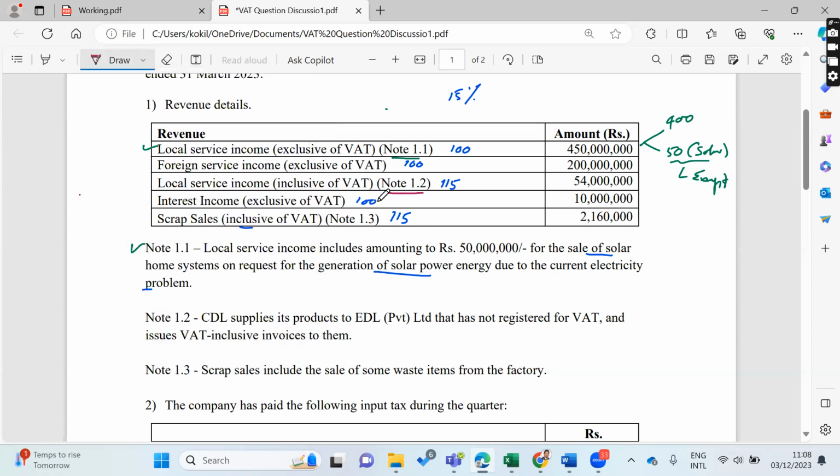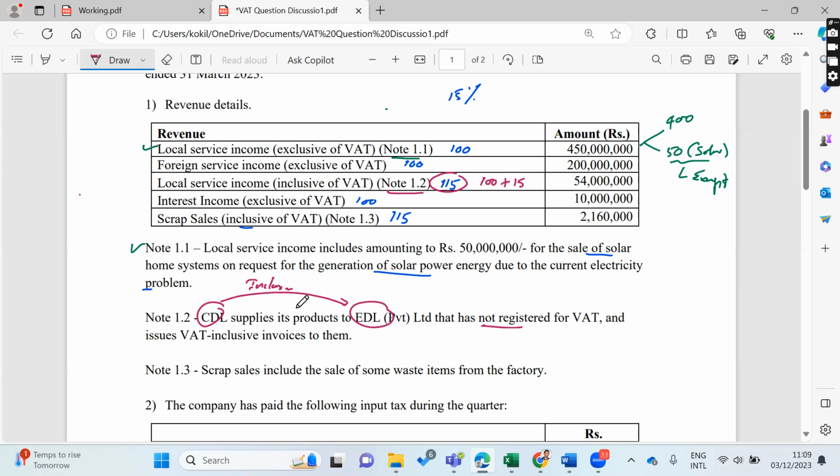there's another note, 1.2. CDL supplies its product to EDL, which is not registered for VAT, and issues a VAT inclusive invoice to them. They issue inclusive invoices, which means 115, with VAT added. Then the 100 would be the value and the 15 would be the VAT. Because the other party is not registered, you will issue an inclusive invoice.